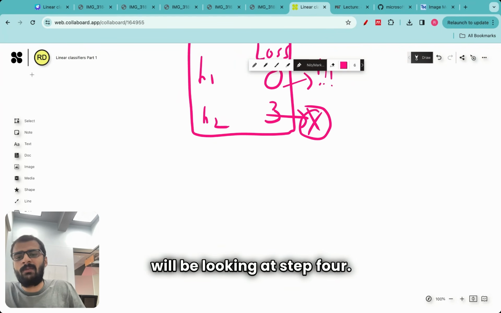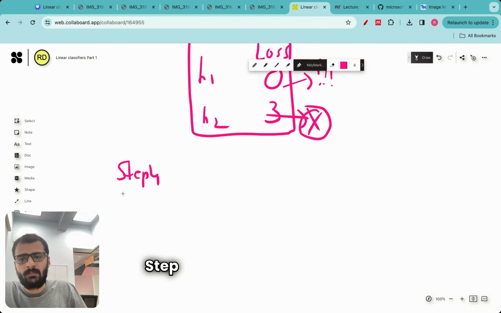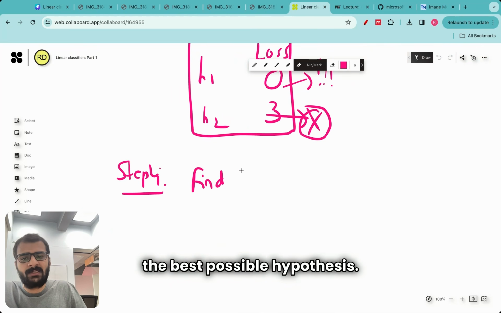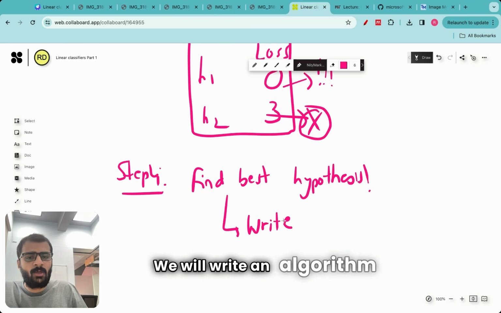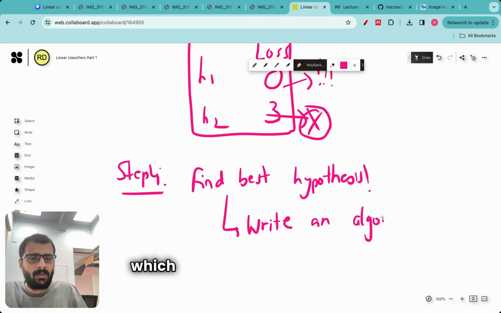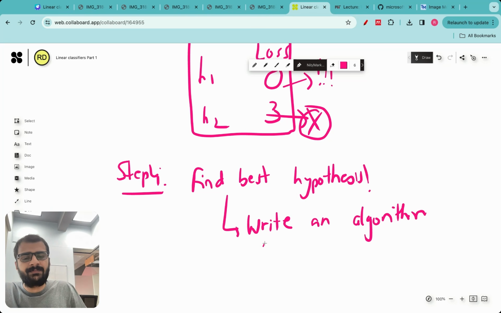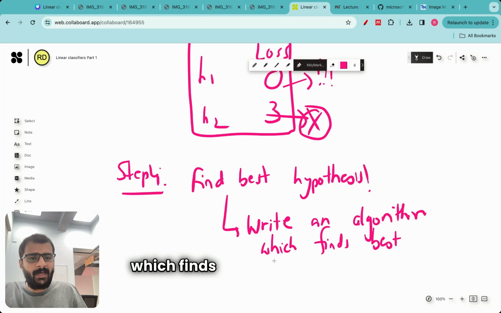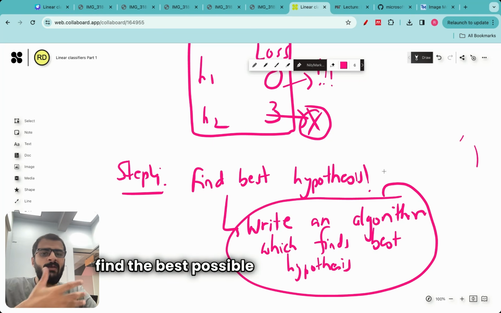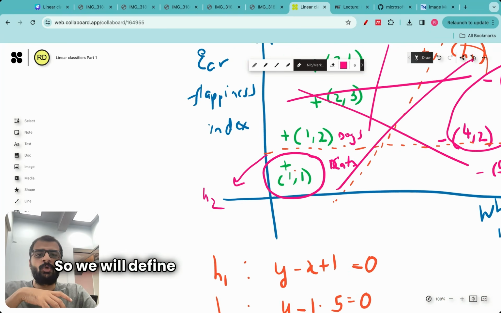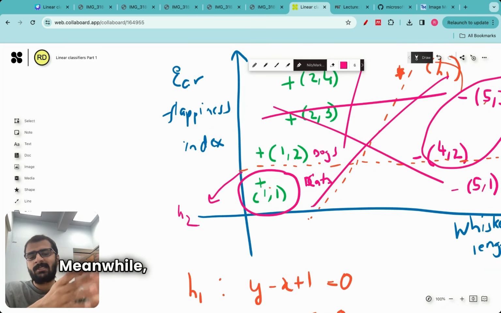So in the next lecture, we'll be looking at step 4. Step 4 is basically finding the best possible hypothesis. In this step, we will actually write an ML algorithm which finds the best hypothesis. So this is where ML actually comes into the picture. As a human, how will we find the best possible straight line, right? So we will define the ML algorithm in the next lecture.